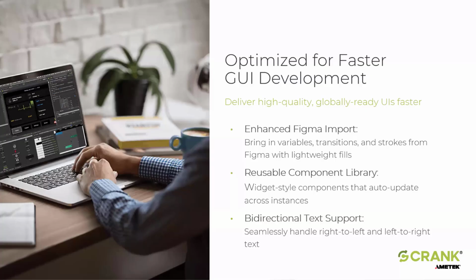Also, Storyboard now imports connected Figma frames as screens with built-in transition actions. And this, of course, is on top of what I previously spoke about with the bulleted and numbered lists being supported as well. And then finally, Storyboard 9 introduces full bidirectional text support, giving you greater flexibility when designing for global audiences.